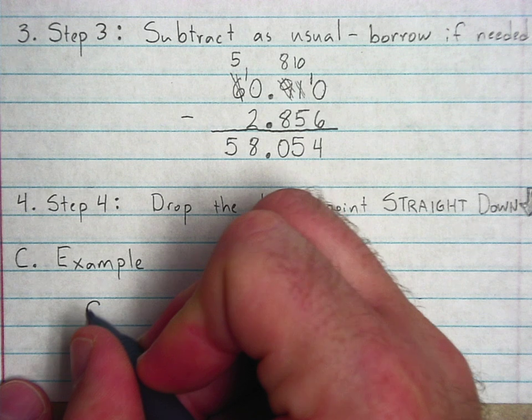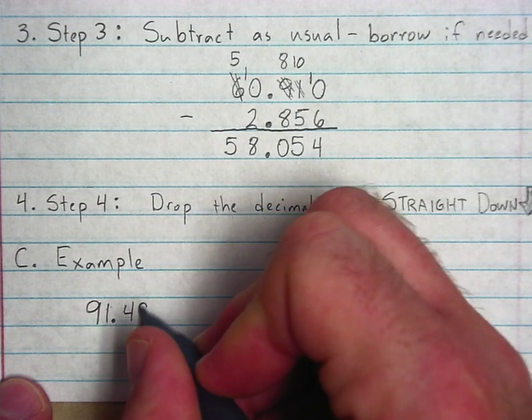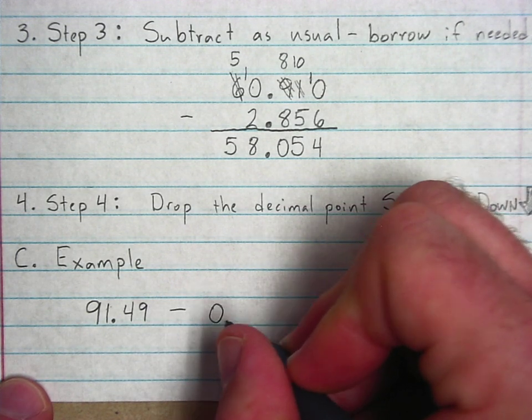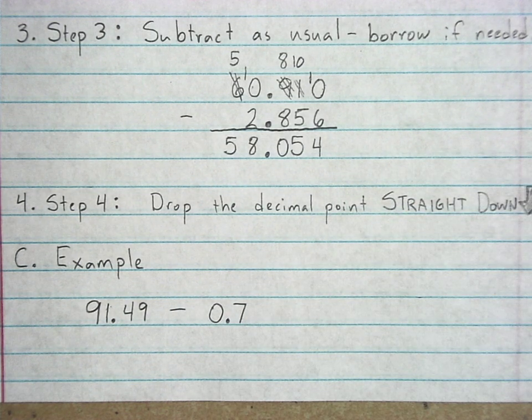Let's do 91 and 49 hundredths minus 7 tenths. So hopefully not too complicated. Remember the steps. Write it vertically. Line up the decimals. If you have any extra spaces, fill them with zeros. You might not. Then subtract as usual. Borrow if you have to. Bring the decimal point straight down.